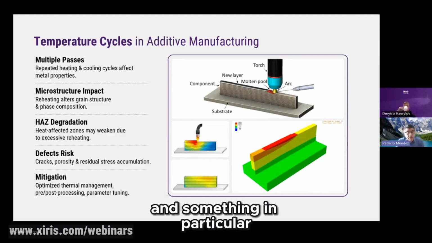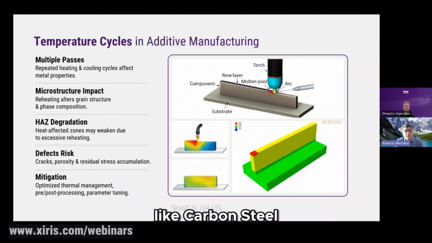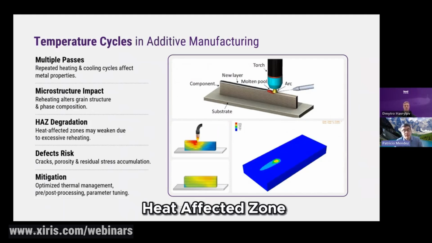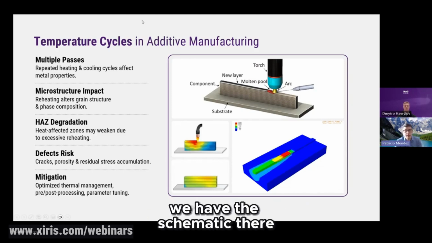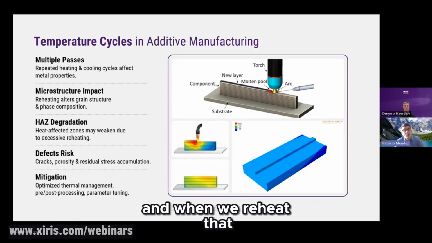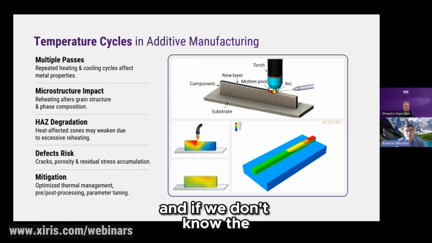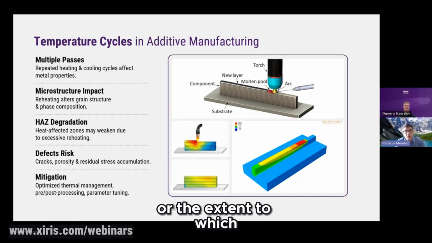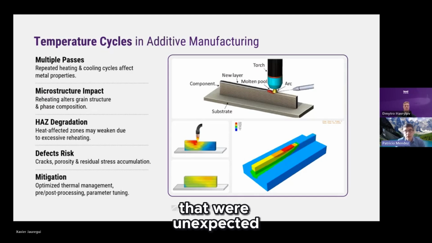And something in particular to care about in materials like carbon steels is when we reheat in a previously existing heat affected zone, right? After we weld, the area next to the weld is affected by the heat. That's what we call the heat affected zone. We have a schematic there. And when we reheat that, in some materials, that can be a significant challenge. And if we don't know the cooling rate at which that is happening or the extent to which the heat affected zone reaches, we can find problems that were unexpected.